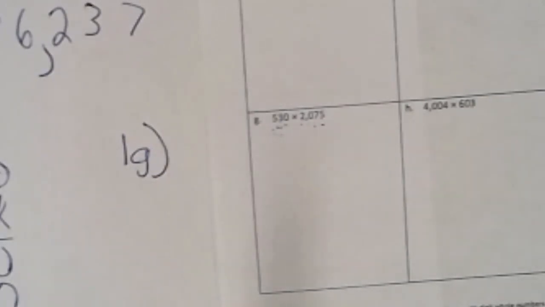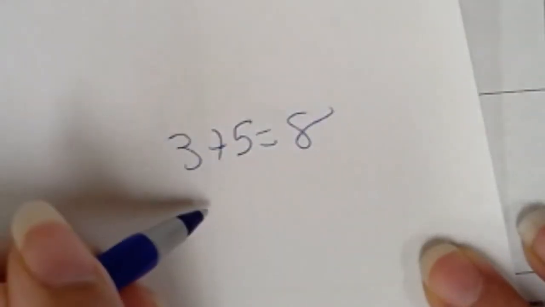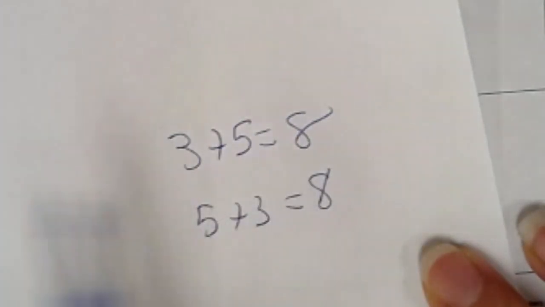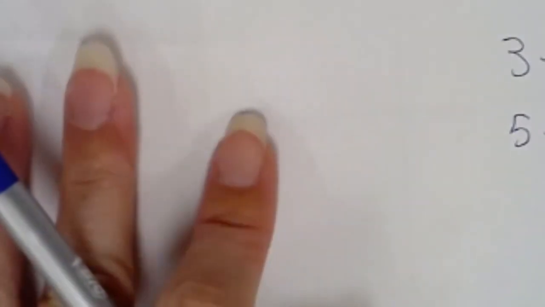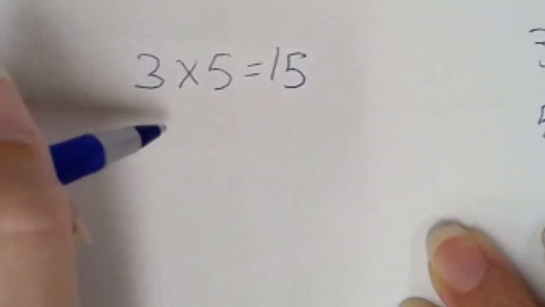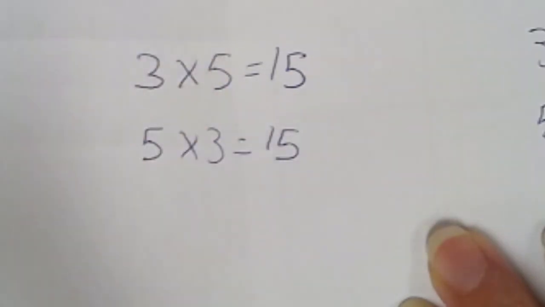That's the commutative property. Commutative property of addition says you can add in any order and get the same answer. For example, let's take a little sidebar here. If I added 3 plus 5, I would get 8. If I added 5 plus 3, I would get 8. Commutative property of addition. Commutative property of multiplication says you can multiply in any order and get the same thing. 3 times 5 is 15. 5 times 3 is 15. So you can flip them around in addition or multiplication.